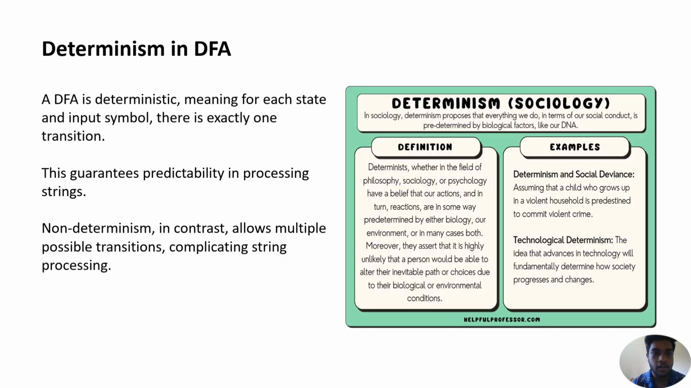Determinism in DFA. A DFA is deterministic, meaning for each state and input symbol there is exactly one transition. This guarantees predictability in processing strings. Non-determinism, in contrast, allows multiple possible transitions, complicating string processing.